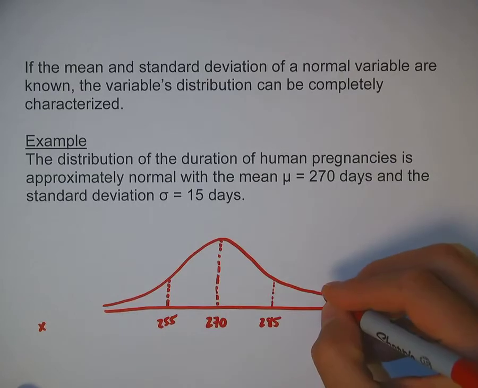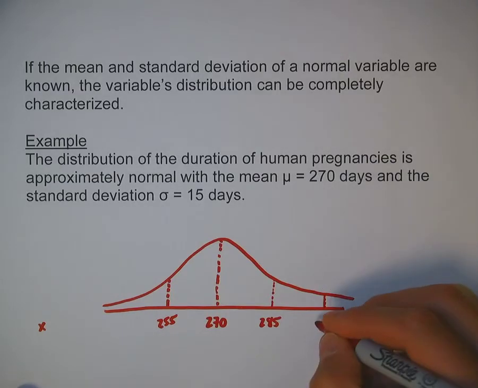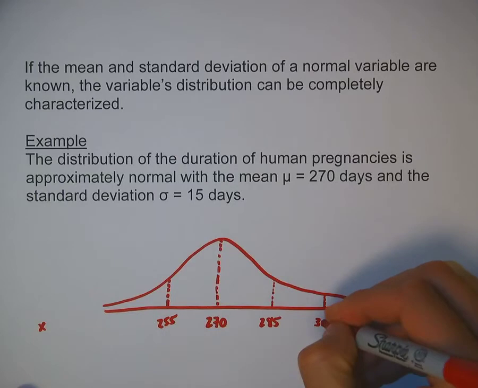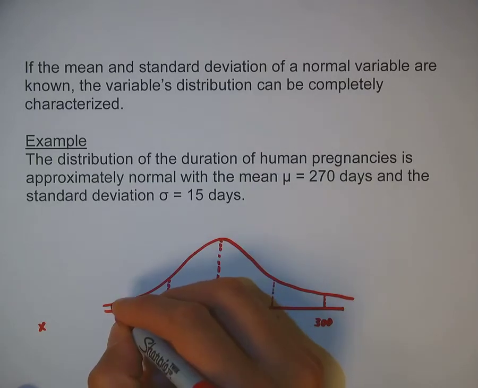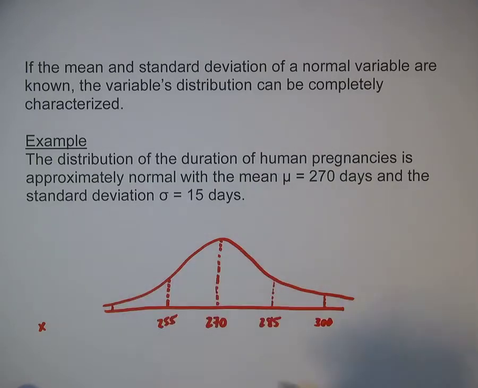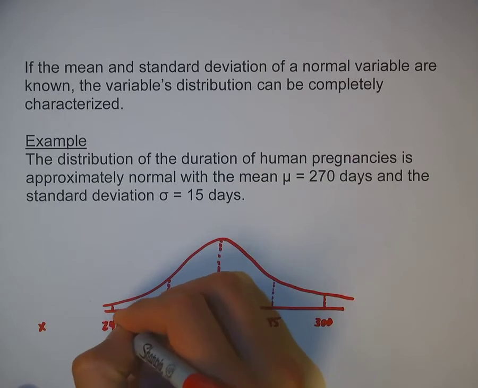Okay, we could continue going another standard deviation above the mean. So 300 now is at 2 standard deviations. And if we go another standard deviation below the mean, this would end up being 240.